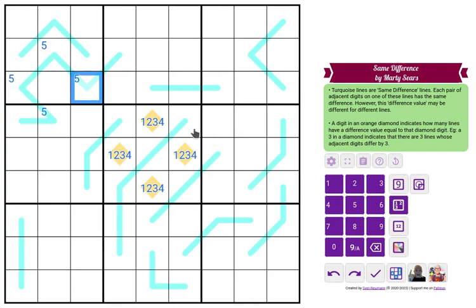maybe I should think about this one. This can't be a difference of 1. It can't be a difference of 4. It can't be 1, 4, 1, 5, 9.